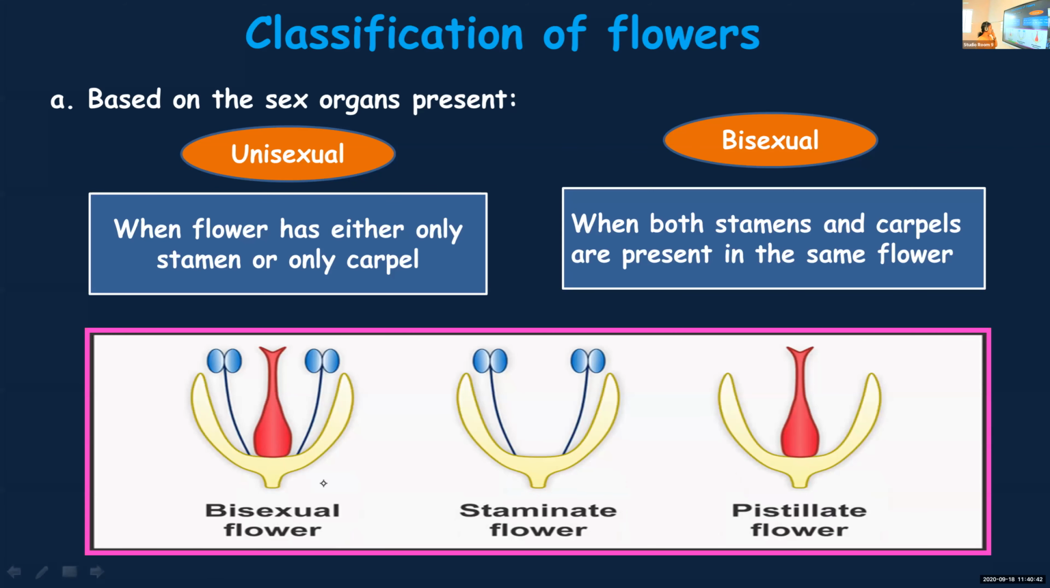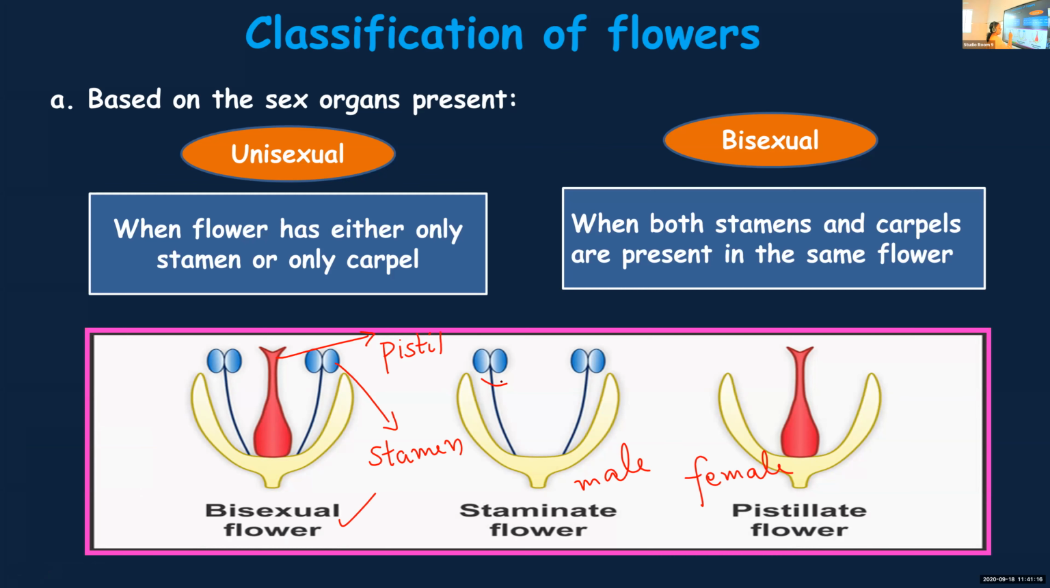So here you can see the picture of bisexual flower. Staminate and pistillate flower, both of them are unisexual. This you can call it as male flower. This is female flower. Male flower and female flower. So this is having pistil as well as stamen. Both are found. So then you call it as bisexual flower.